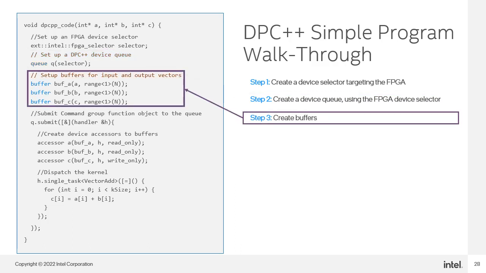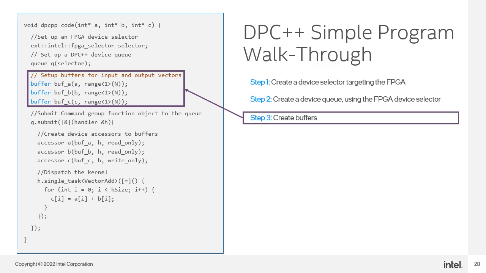The next step is to create buffers. We will be using the buffers to encapsulate data that we will be using later on in the device. We declare it with the keyword buffer. We give it a name and tell it what data we are encapsulating. In this example, we are encapsulating the pointers A, B, and C in buff A, buff B, and buff C respectively.